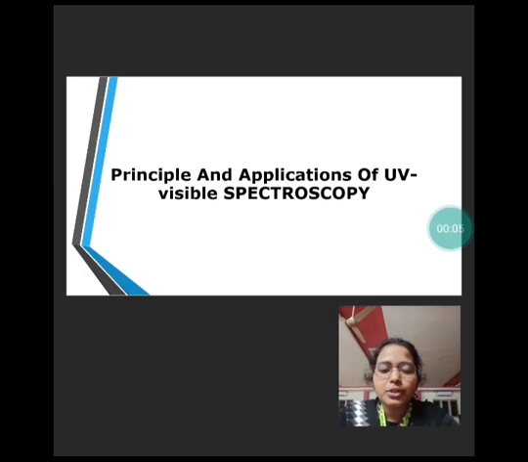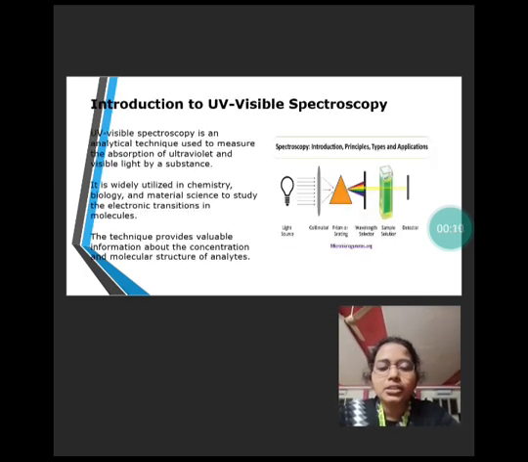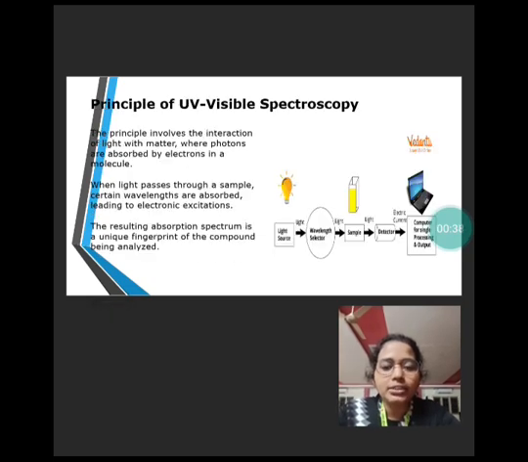My topic is Principles and Applications of UV Visible Spectroscopy. Introduction to UV Visible Spectroscopy. UV visible spectroscopy is an analytical technique used to measure the absorption of ultraviolet and visible light by substances. It is widely utilized in chemistry, biology and material science to study the electronic transitions in molecules. The technique provides valuable information about the concentration and molecular structure of analytes.